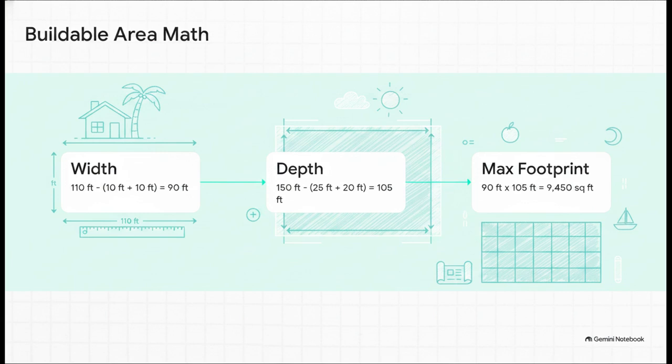Finally, multiply your remaining dimensions. 90 by 105 gives you a maximum buildable footprint of exactly 9,450 square feet.